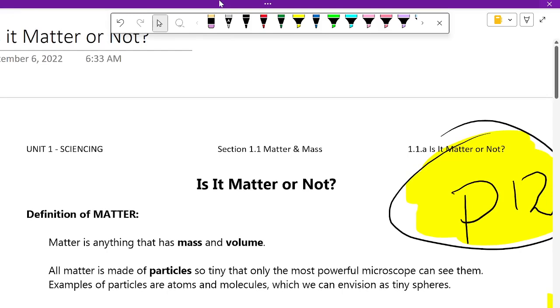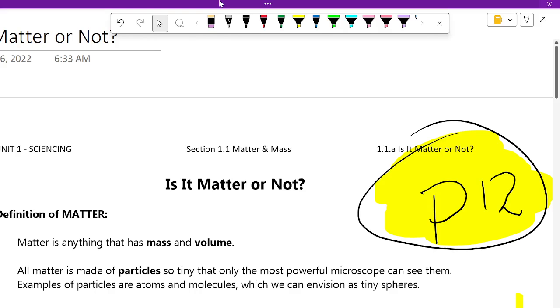Okay, friends, page 12. Did you guys study matter last year? Yeah, but that was fun. It's been a while. It's like somewhere back there. It's not even in here.